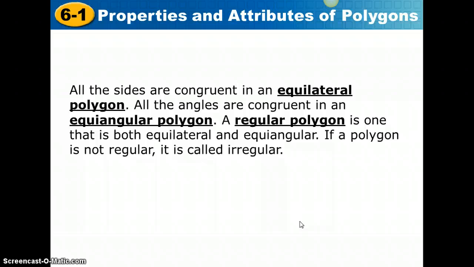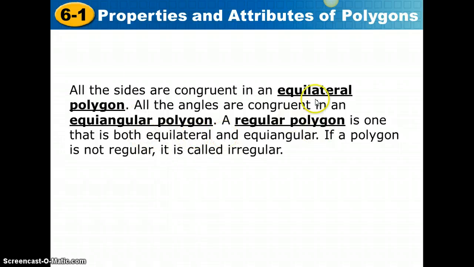All the sides in a polygon, if they are congruent, make up an equilateral polygon. Remember, we talked about that with triangles. If all the angles are congruent, we call it an equiangular polygon. And then a regular polygon is any one that is both equilateral and equiangular.